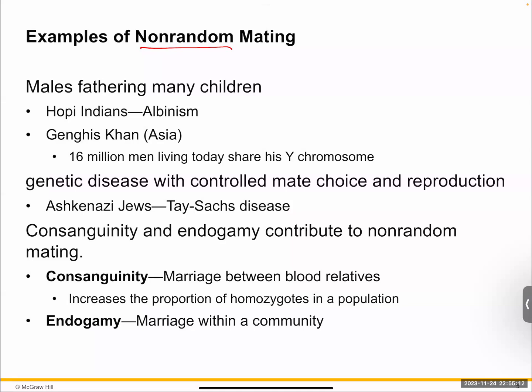Examples of this are observed all over the world, such as the Hopi Indians, where the characteristic of albinism is the more popular one. We also have Genghis Khan from Asia, where about 16 million men living right now share his Y chromosome, because again he was such a powerful man. So he was selected to reproduce and therefore pass his genetic components and specific alleles to the future population.